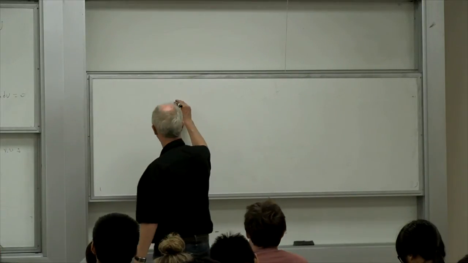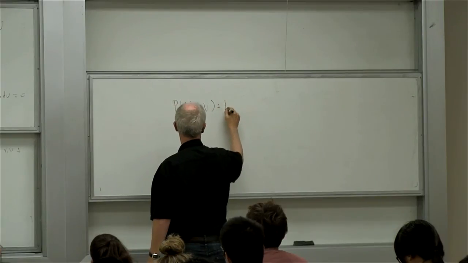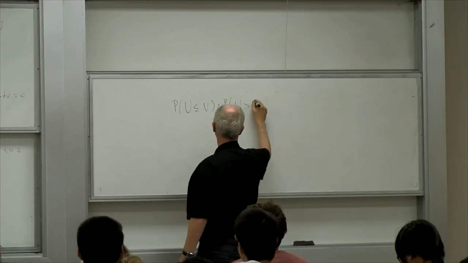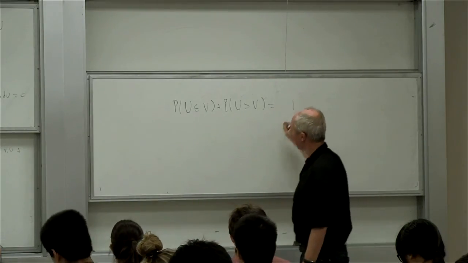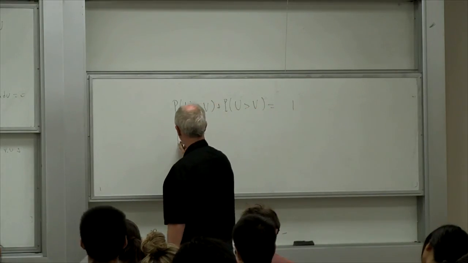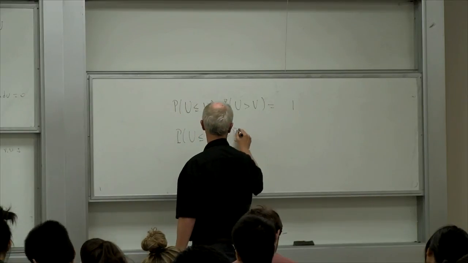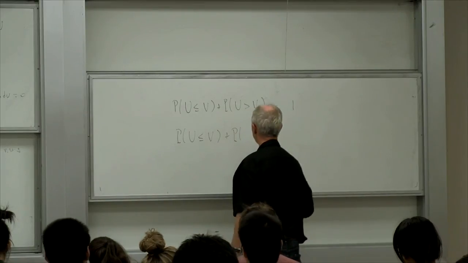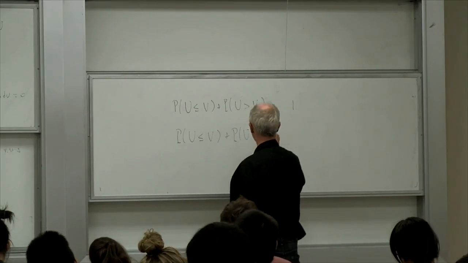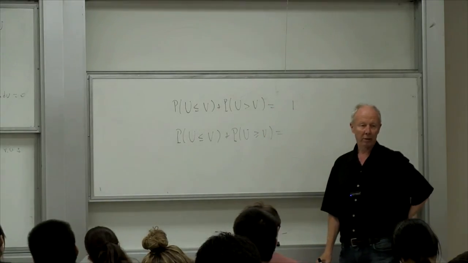What about the probability that U is less than or equal to V plus the probability that U is bigger than V? What's that equal to? 1. What about the probability that U is less than or equal to V plus the probability that U is bigger than or equal to V? What's that equal to? Why is it 1?